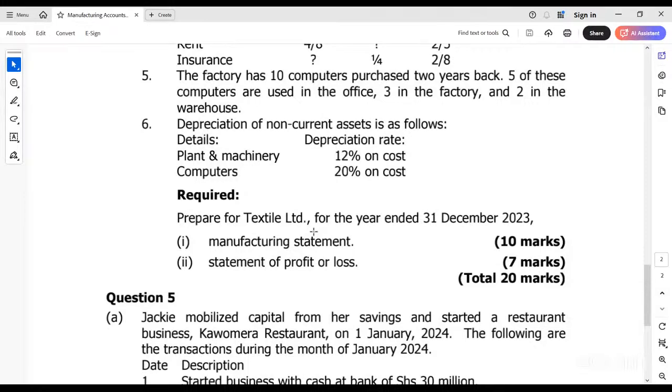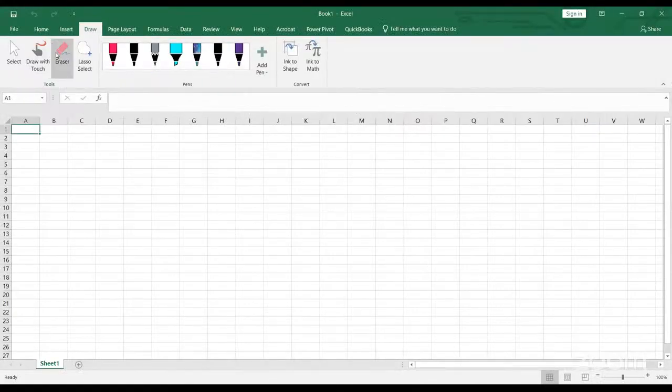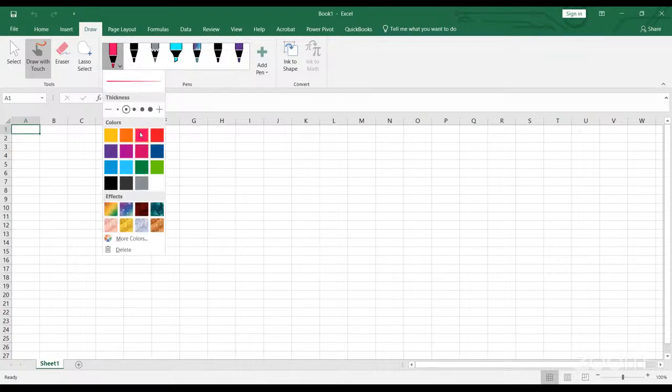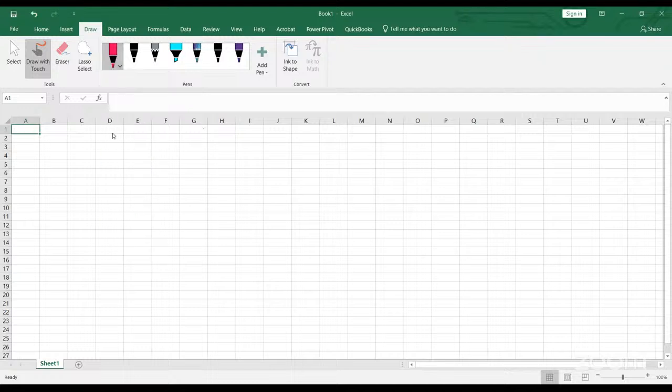I believe you have a question with you there. We are going to just continue from where we stopped. This is Textile Limited. The reporting date is 31st December 2023. I'm also going to use the same to come up with a statement of financial position. Then we'll see how to do it. So you're going to come up with a statement of profit or loss. You write in the heading, this is Textile.